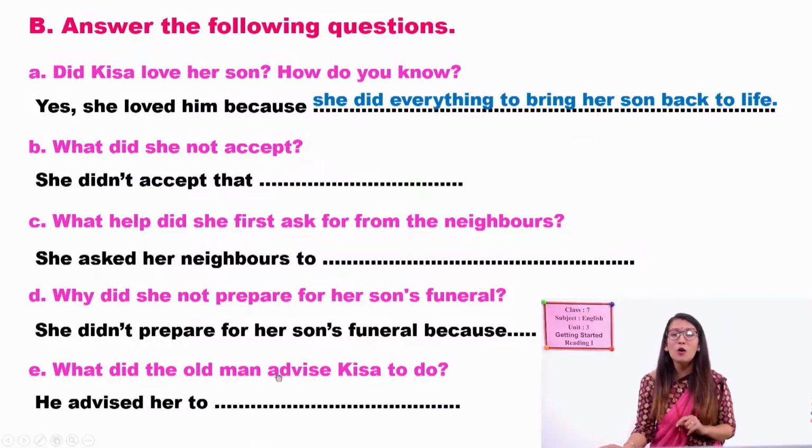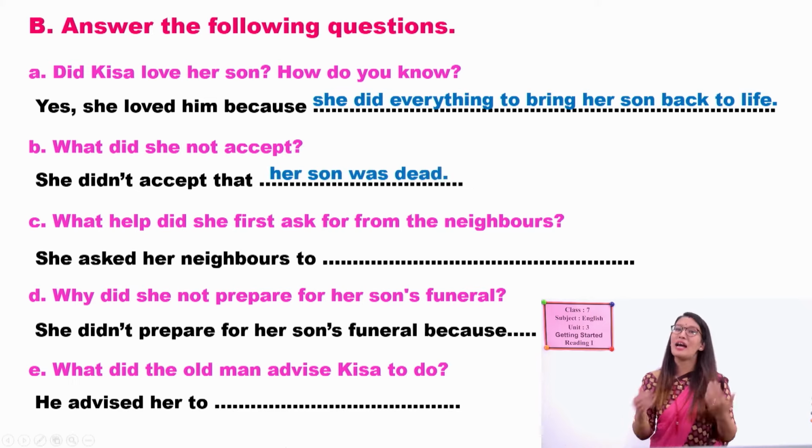Okay. What did the old man advise Kisa to do? He advised her to... Good. Okay. Can you guess the answers, please? Okay. So here is my answer. She didn't accept that her son was dead. You can answer in different ways.